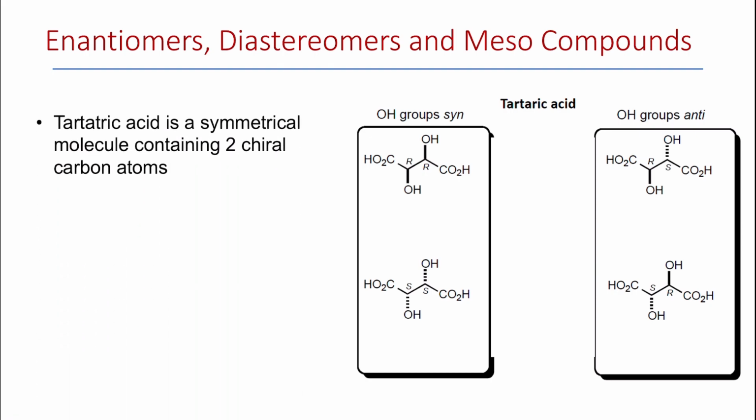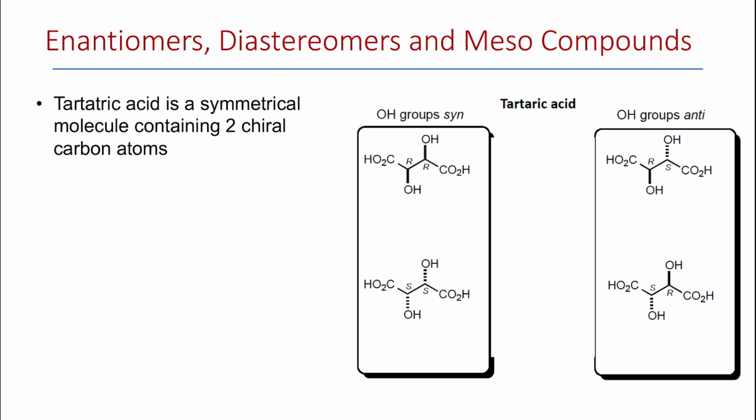So when you have something like tartaric acid, this is a symmetric molecule that has two chiral carbon atoms. And as expected for any molecule that has two chiral centers, we have a possibility of four different stereoisomers based on the different combinations of configuration of the two chiral carbon atoms. So the first one would have the RR configuration, or the SS configuration, or the RS, or finally the SR configuration. So there are four possible isomers here.